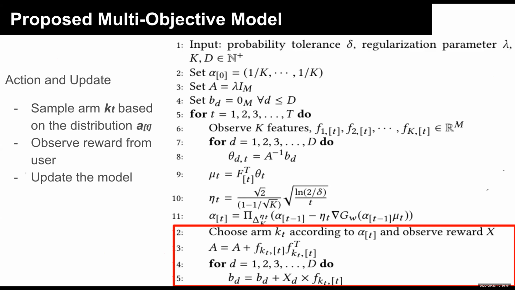The arms are different. So the arms are different cards. So essentially we have D objectives and we have K arms. In a bandit setting, you pick up an arm. When you pick up an arm, that means I have a bunch of playlists and I decide which playlist I should show to the user.